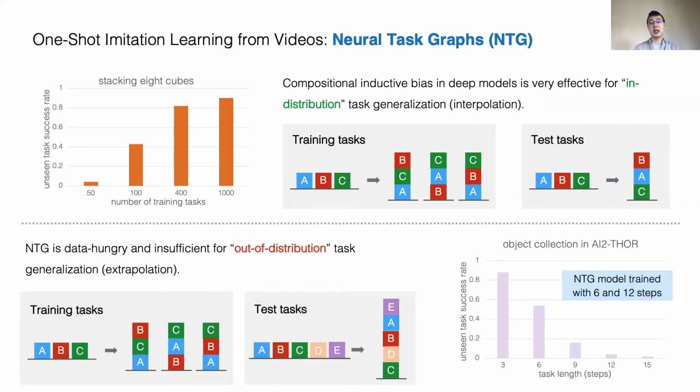But on the other hand, NTG is still quite data hungry. It needs over thousands of training tasks on an 8-block stacking task to generalize well. And it performs poorly in extrapolation. So when the test task doesn't come from the training distribution, for example, training on block stacking with 3 blocks but testing on 5, the performance degrades significantly. On the right is an experiment that we ran on a block object collection task in AI2-THOR, where we train on tasks with 6 and 12 steps. And we see that the success rate is below 5% when running on longer tasks of 15 steps.